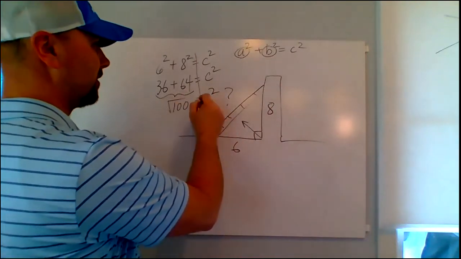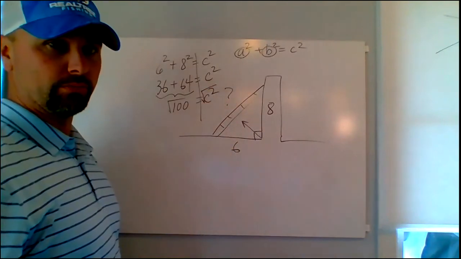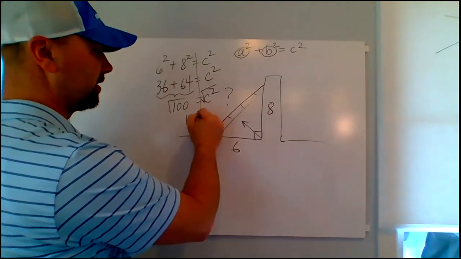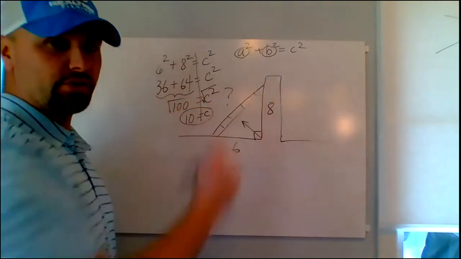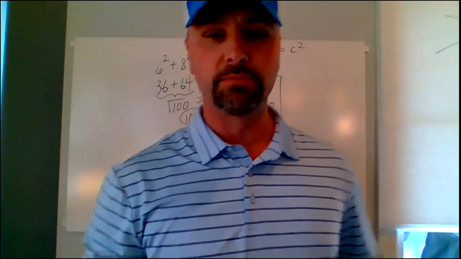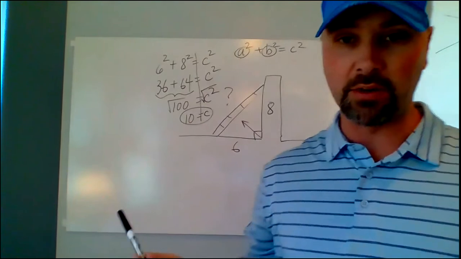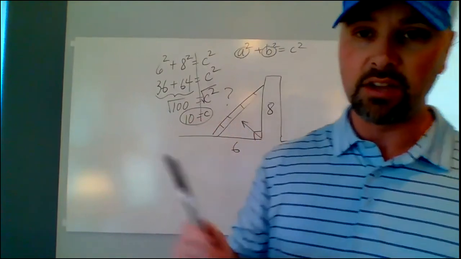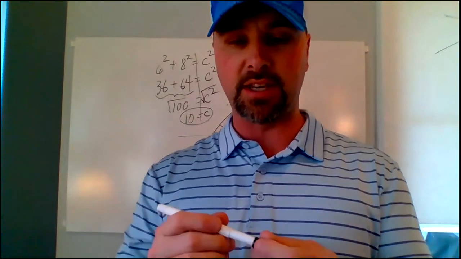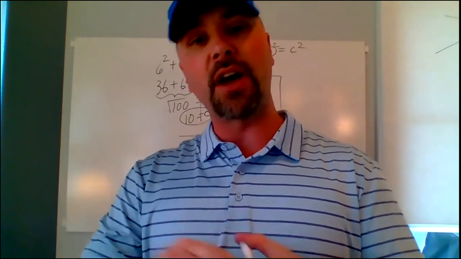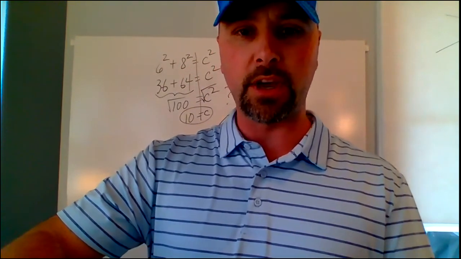Last step, obviously it's not a 100-foot ladder. Last step, square root. Square root of 100 is 10. So that would be a 10-foot ladder. There's an example of Pythagorean triples, 6, 8, and 10. You'll probably see that come up a lot, 6, 8, and 10. 3, 4, and 5. 5, 12, and 13. Okay.